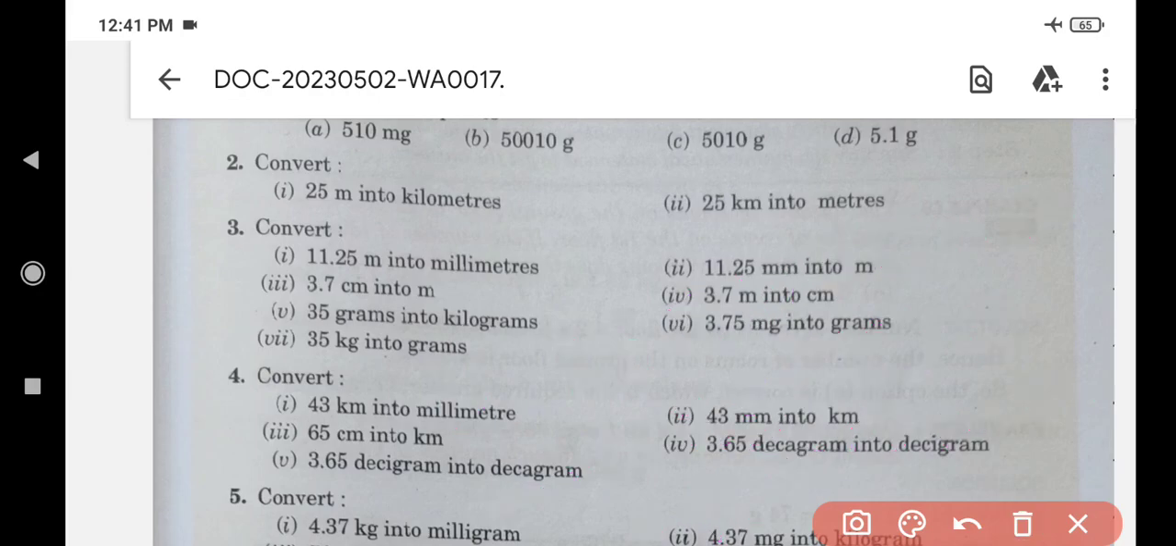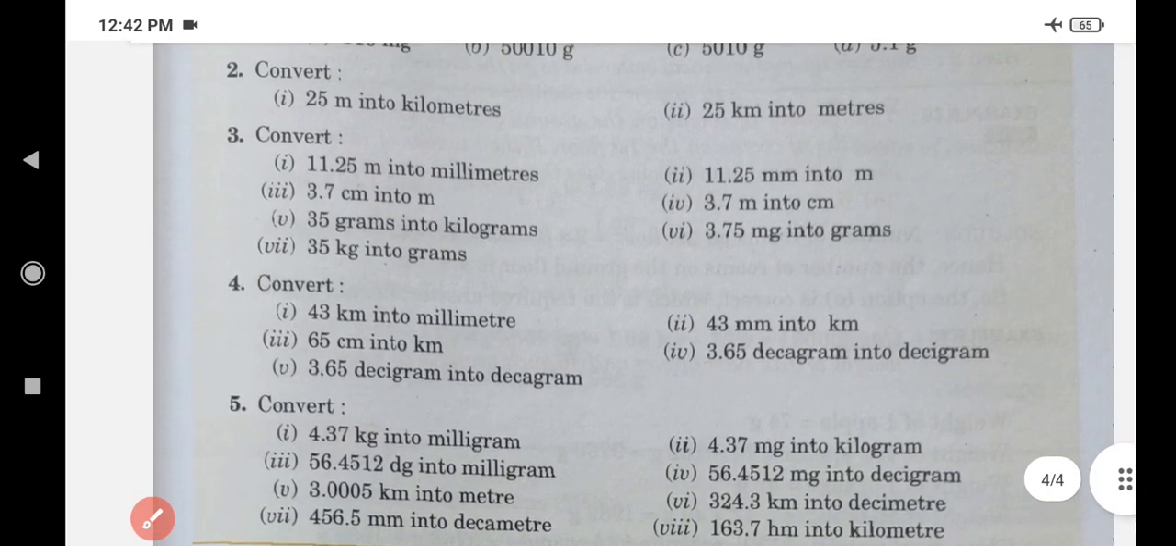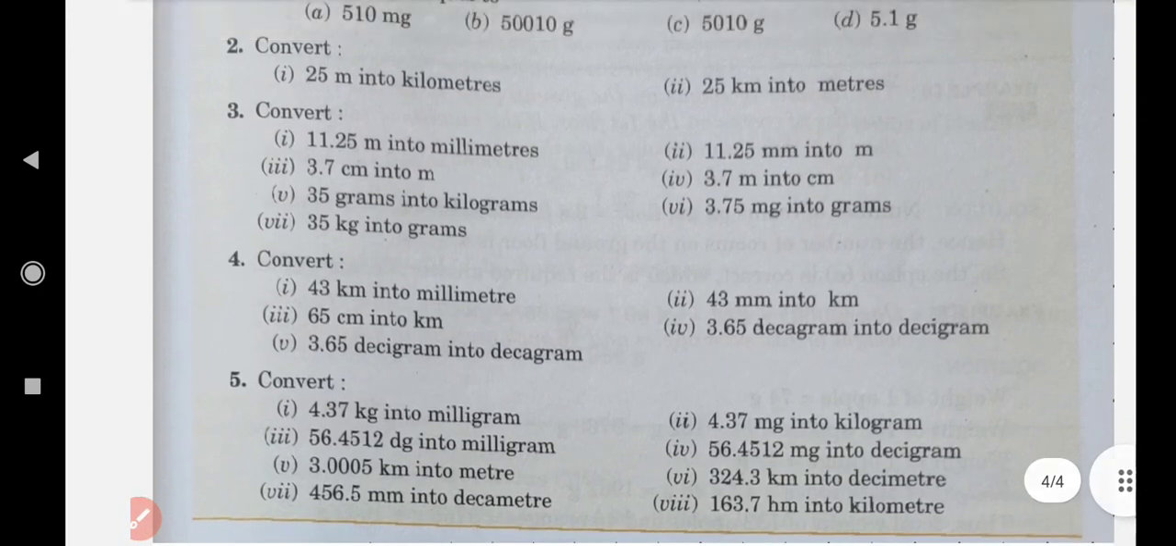So like this, children, number 3 also conversion, number 4 also conversion, number 5 also conversion. All are based on that table, or that ladder. You see the ladder properly and first you practice the examples, then you do this exercise. I will send this solution, the photocopy, through your WhatsApp group.